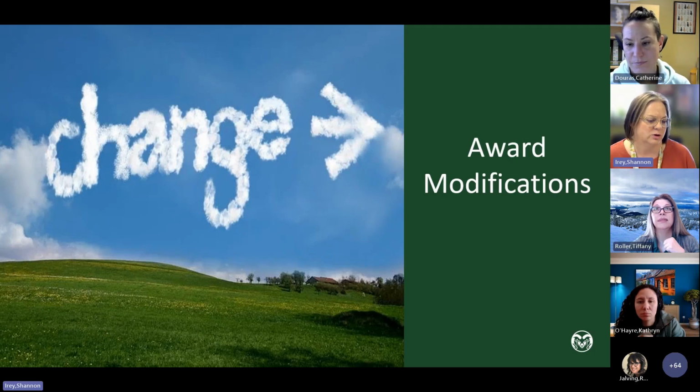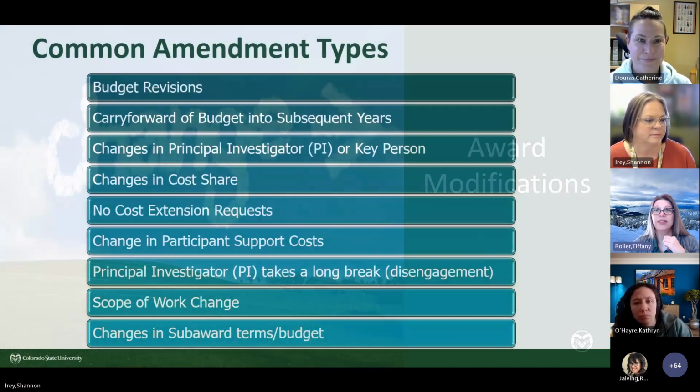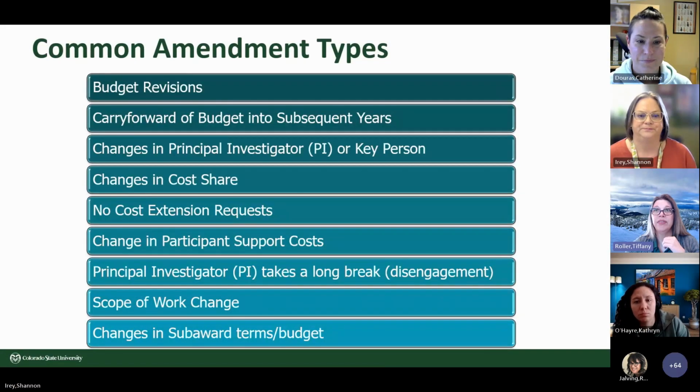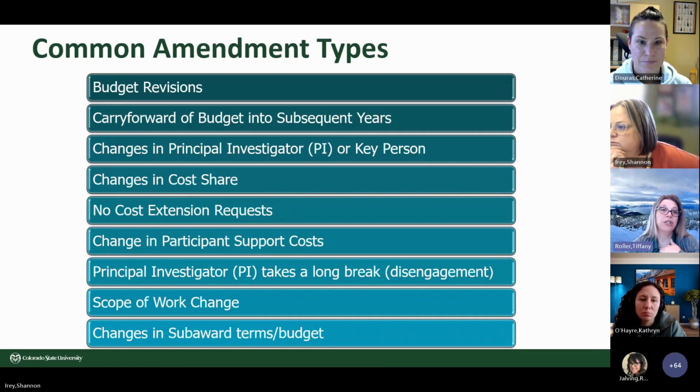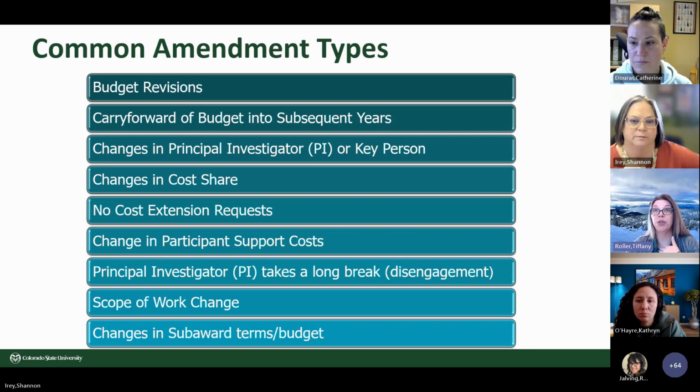These are all great. Did we miss anything? Oh, did someone say no cost extension? They did in the chat. Yes, absolutely. Okay, and lots of NCEs. So you can see these are the most common types of amendments, and I think we hit on most of them. Changes in cost share were one that we didn't mention. That might be something that would need sponsor approval and result in amendment. Carry forward of budget into subsequent years. We're going to touch on that in a second.